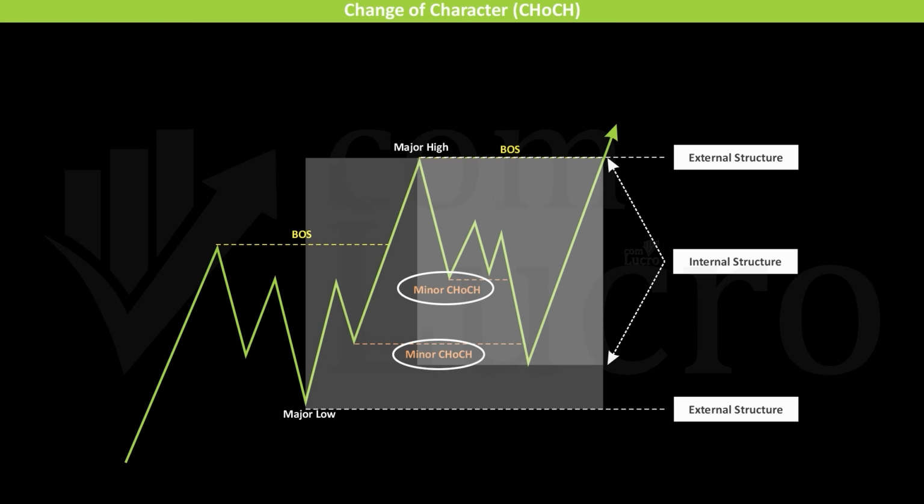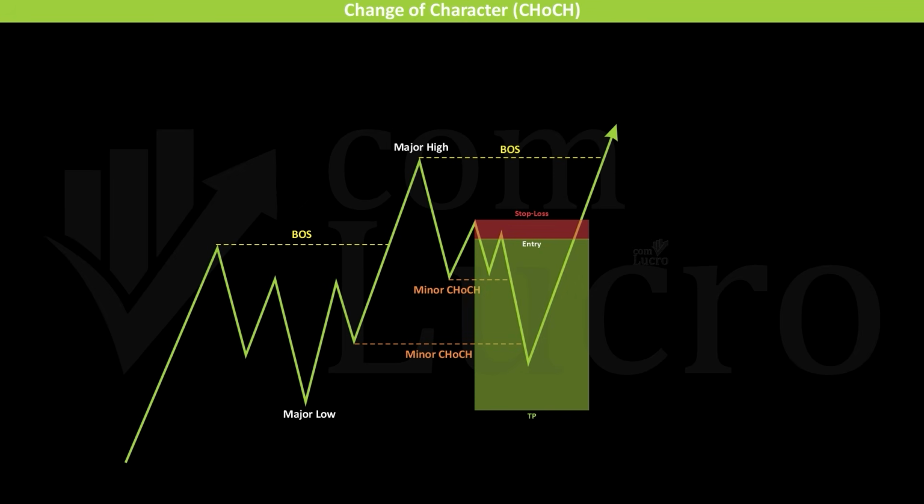It's crucial to understand that a minor change of character alone should not be taken as an indication of a complete market structure shift. Here, we encounter a common pitfall in the market. Many novice traders who have not properly identified the market structure often misinterpret a minor change of character as a signal for a reversal in market direction.